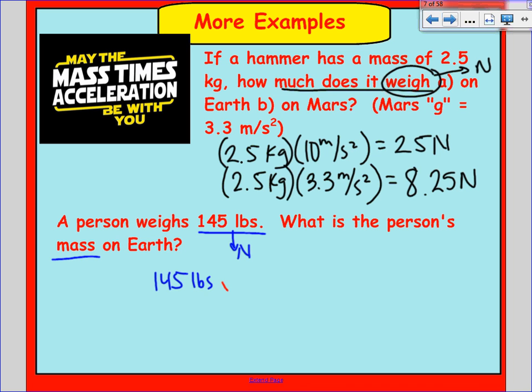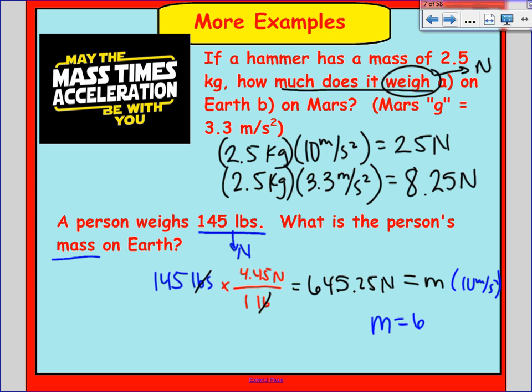We know what that conversion is. For every 1 pound, there are 4.45 newtons. Doing so cancels out the pounds, and when I multiply those two together, I end up getting about 645.25 newtons. So now that that's my force of gravity in newtons, I know that's equal to the mass times the acceleration of gravity, which is 10 meters per second squared. Divide those two, and I end up getting my mass is 64.5, and since I solved for mass, that unit is kilograms.